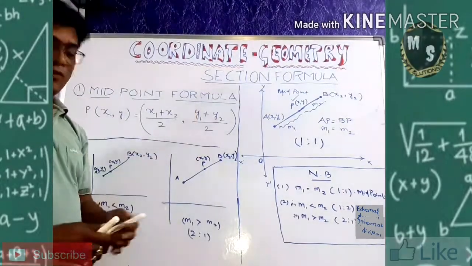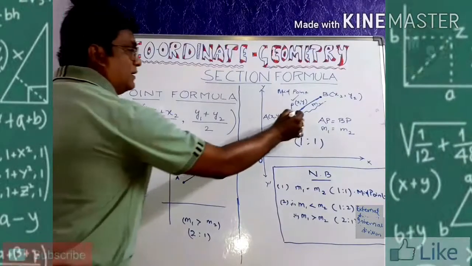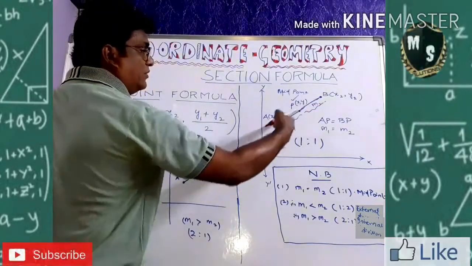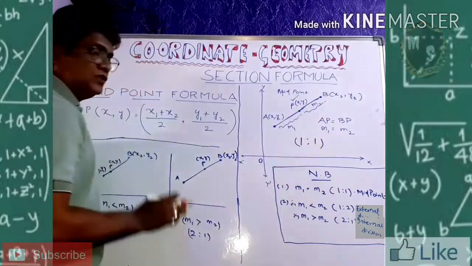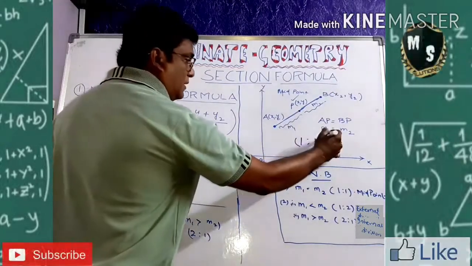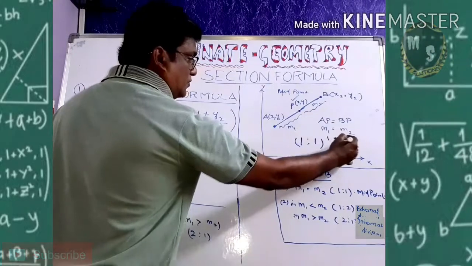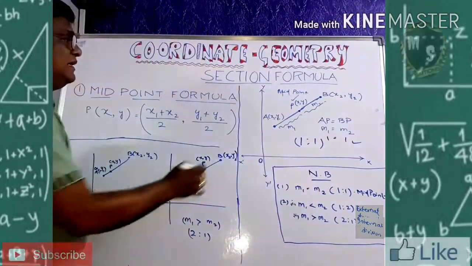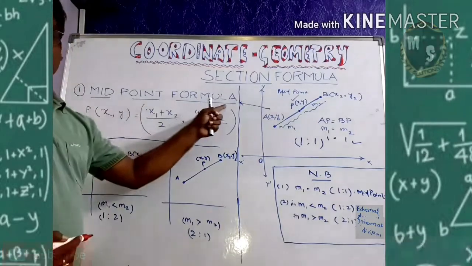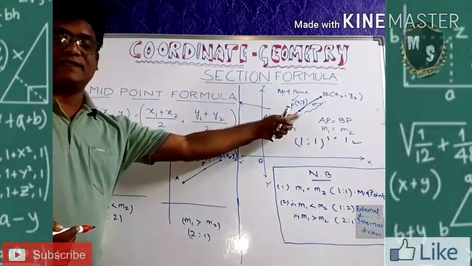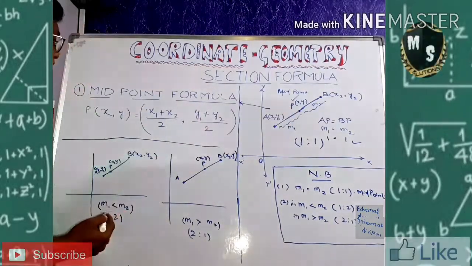So what is the midpoint formula? The midpoint formula is when one point divides the line into exactly two halves, that is in a 1:1 ratio. So here M1 is equal to 1 and M2 is equal to 1 also. That is related to the midpoint formula, because the point is exactly in between A and B.